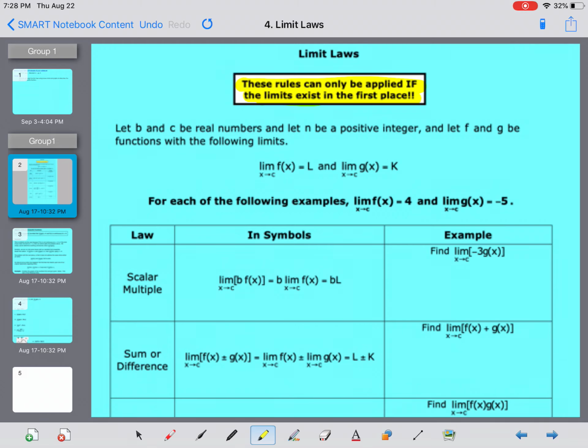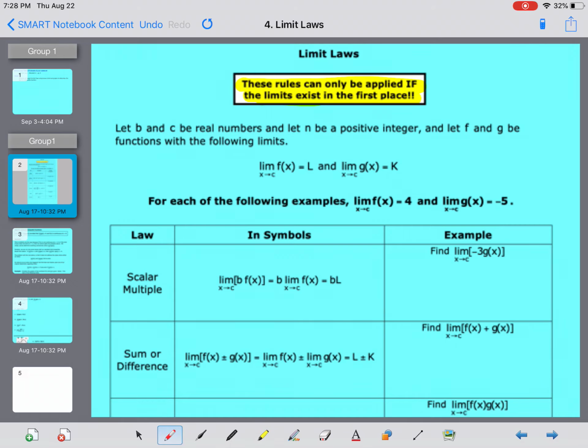And then let f and g be functions with the following limits. So we're going to say the limit as x approaches c of just a general function f of x is equal to L, and the limit as x approaches c of a generic g of x, we don't know what it is, is K. So we're just going to use those as ways to show our laws. So for examples, we're going to use specific values. So the limit of f of x, for examples, is 4, and the limit of g of x as x approaches c is going to be -5. So we're going to use those consistently in our examples as we go through the rules.